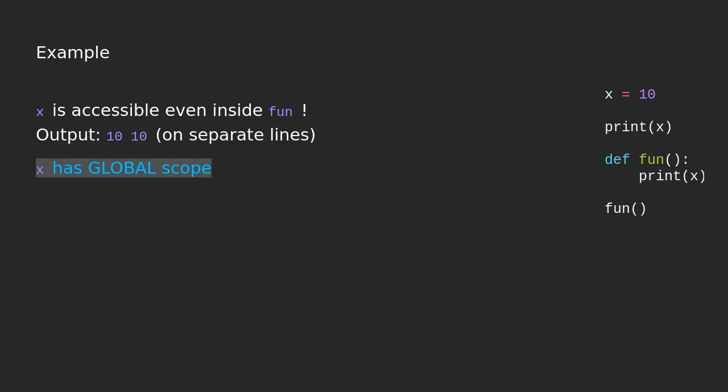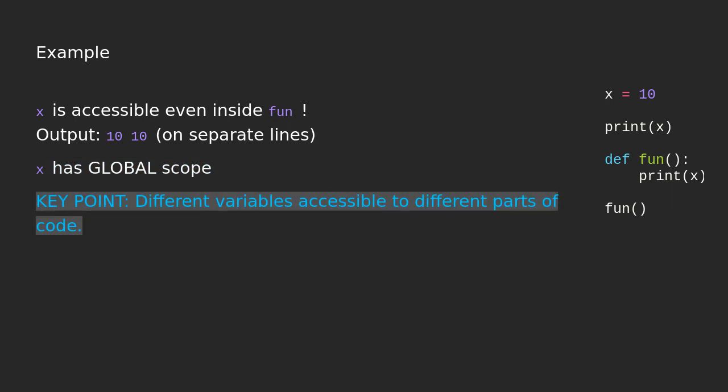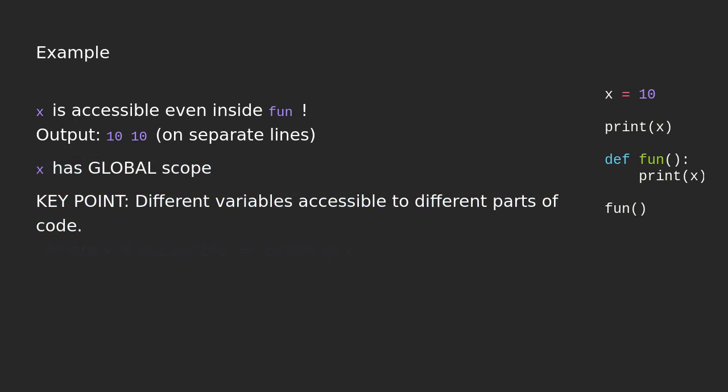We'll look at specific scopes in a later video. For now, just keep in mind that different variables are accessible to different parts of the code, and that determines the scope of the variable. Clear? Now let's look at a variable with a different scope.